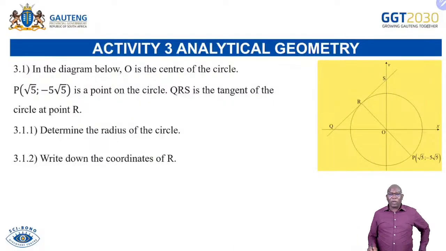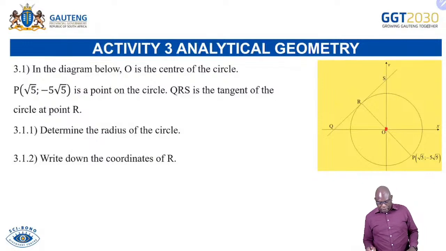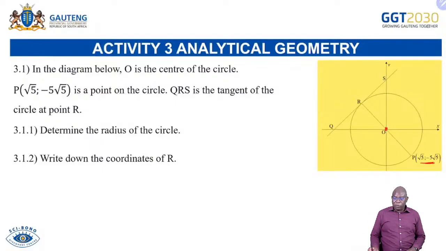Now let's look at the next question. Here, it says in the diagram below, O is the center of the circle. I'll always say that, you'll always get O as the center of the circle. Now it says there's a point P here, square root of 5 and -5 square root of 5. The first question says, determine the radius of the circle.